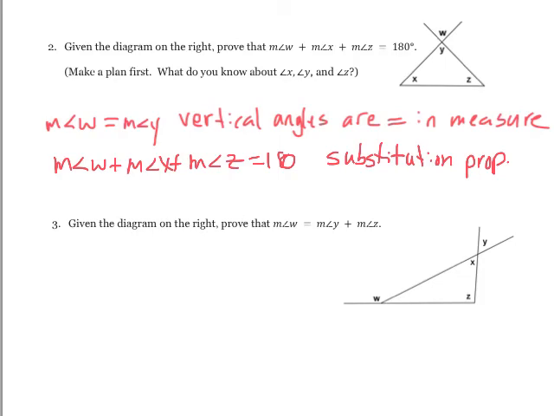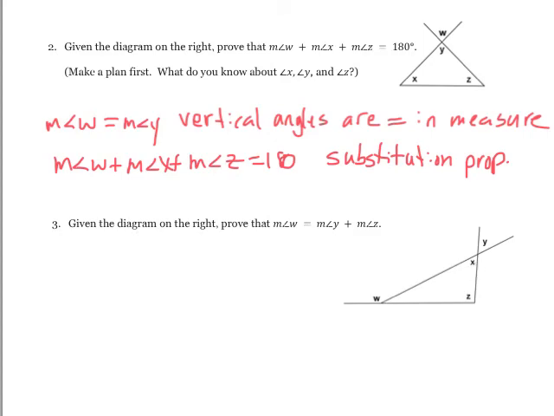And then finally, the last one, we want to prove that the measure of angle W is equal to the measure of angle Y plus the measure of angle Z. So this one we're going to use the exterior angle theorem. So we know that W is equal to X plus Z. We also know that X and Y are going to be equal to each other.